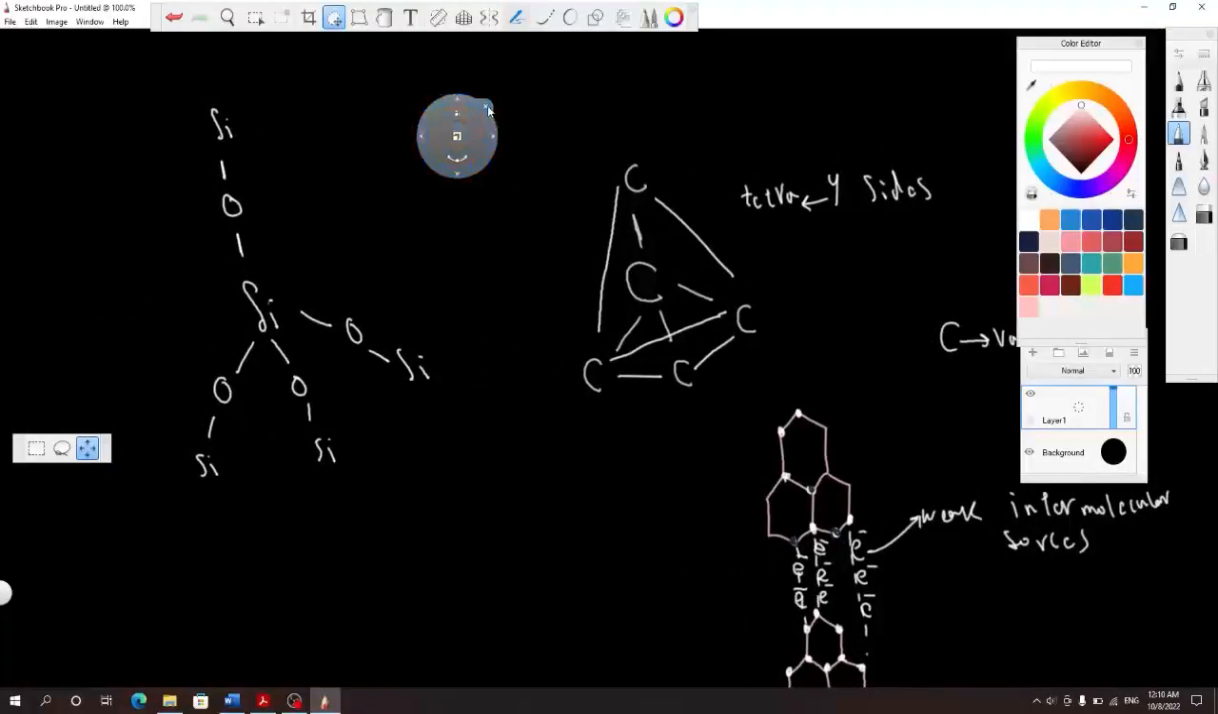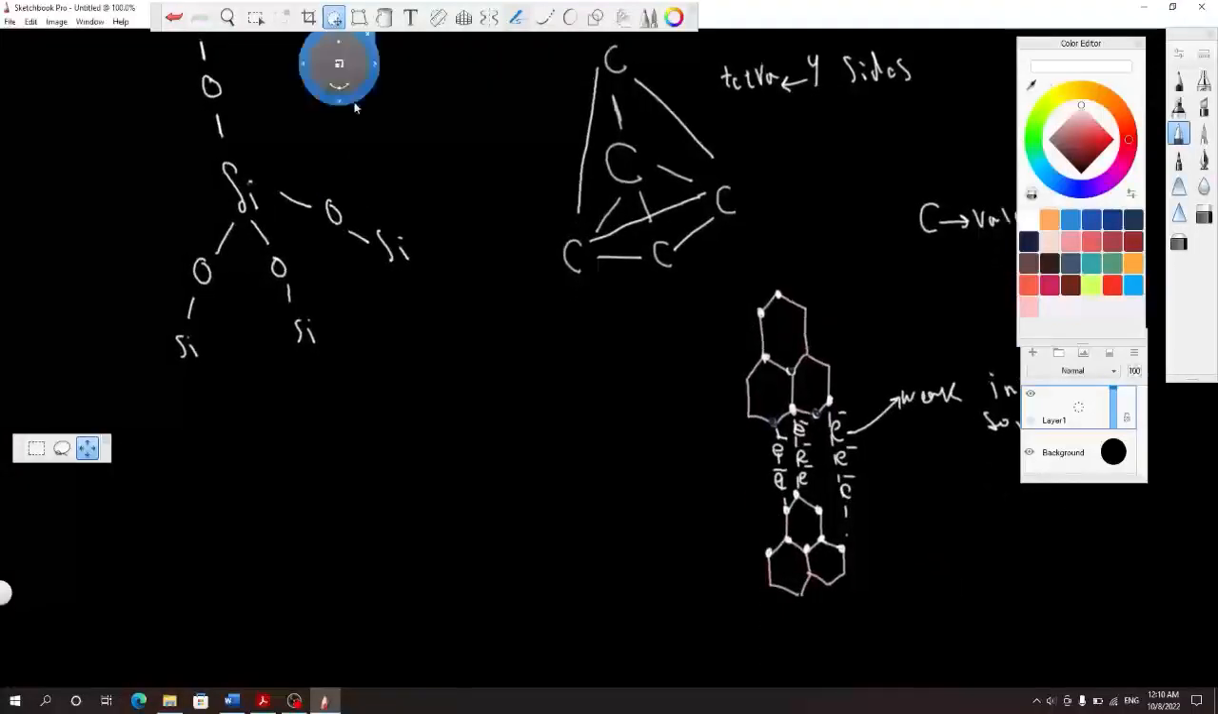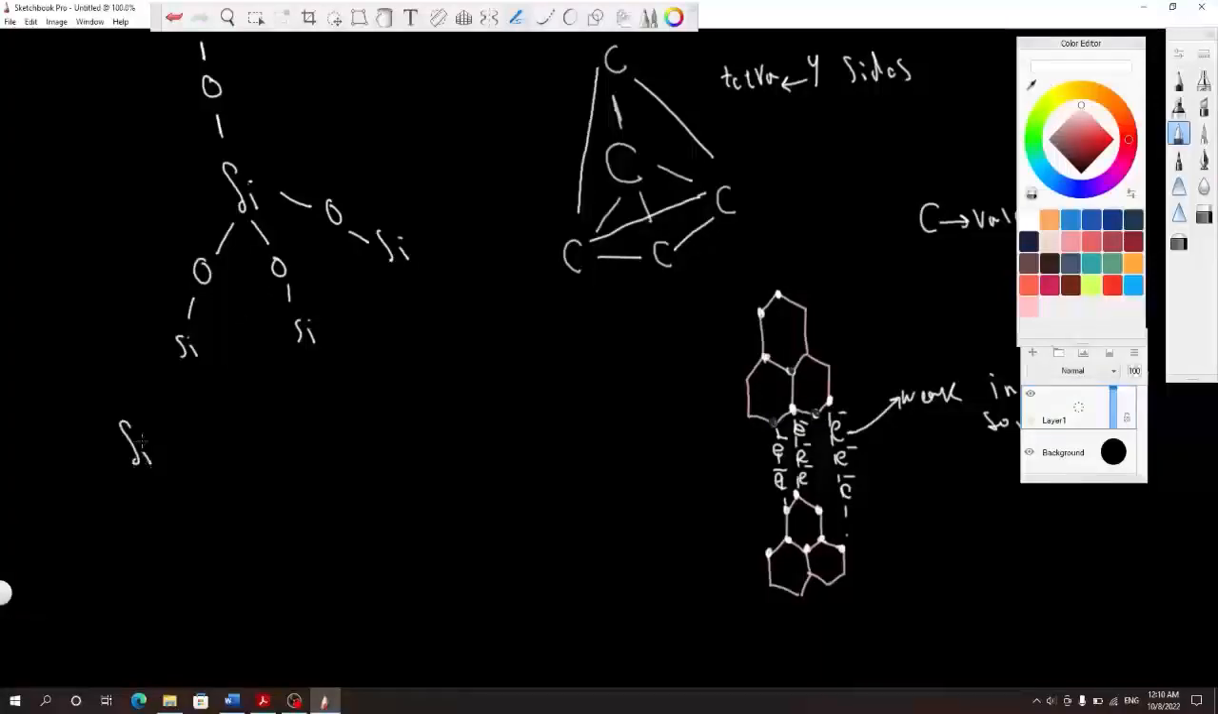Okay, you have to make sure that each silicon is connected to 4 oxygen atoms. Okay, check. And each oxygen atom is connected to 2 silicon atoms, and that's another check. Okay. Now, why is each silicon atom connected to 4 while each oxygen is connected to 2? It depends on the valency. If you take a look at the periodic table, you'll notice that silicon is in group 4, while oxygen is in group 6.